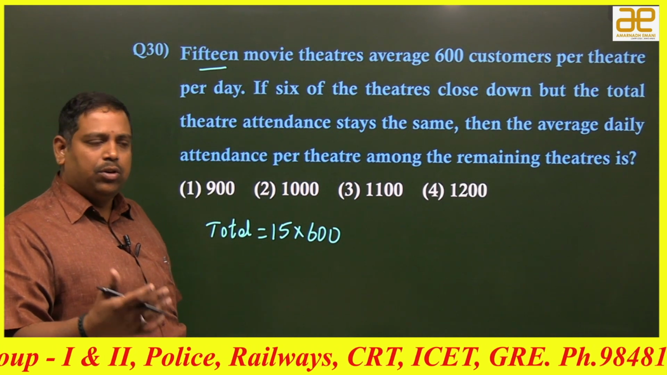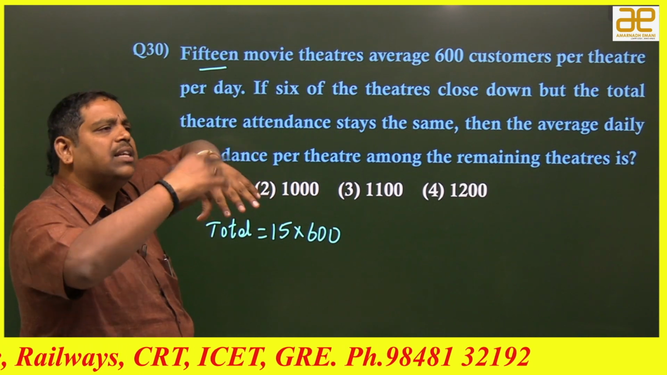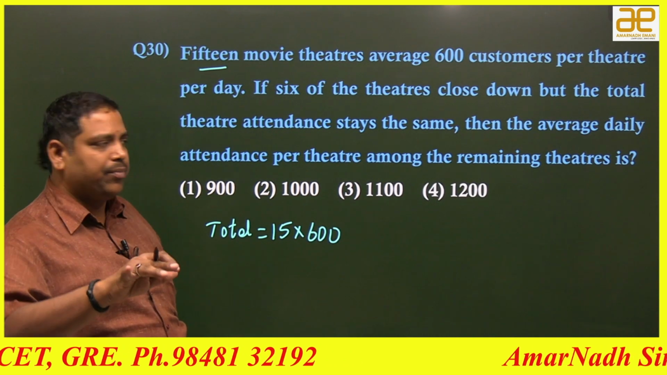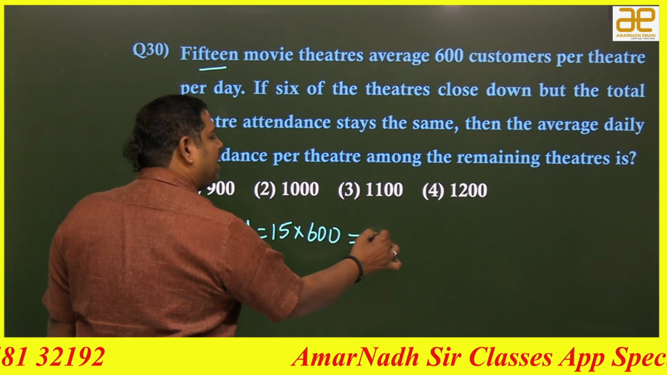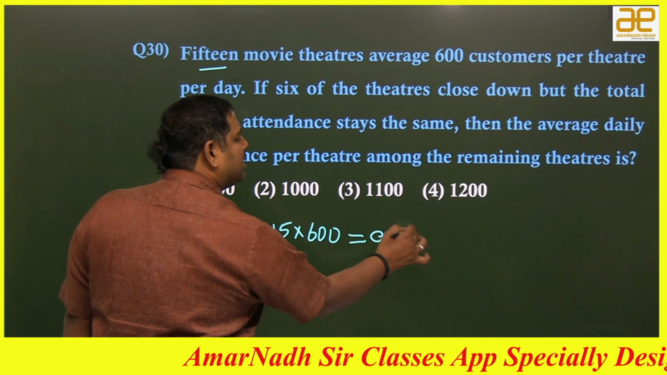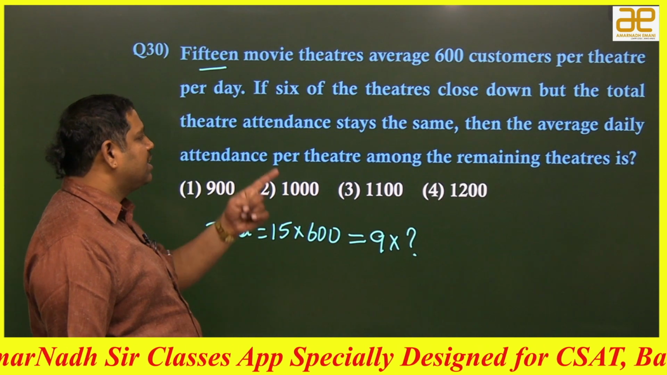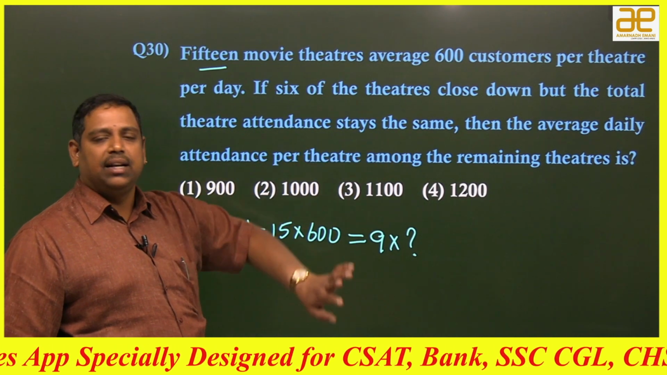Theater attendance means today how many members attended all the theaters together? Tomorrow also the same. Whether you shut down the theaters or not, it will be the same only. Okay. So the total number of observations is the same. Now how many theaters are there? Only 9 theaters with some average. I don't know the average, how many they are visiting, right or wrong. Okay, what he is asking is the average daily attendance per theater among the remaining theaters.